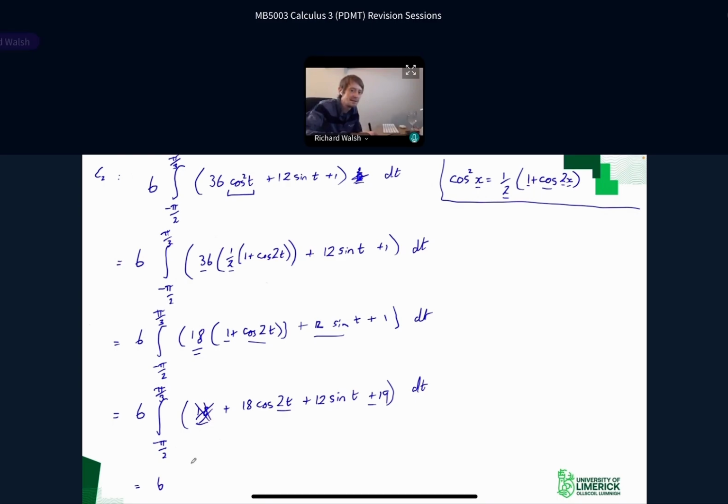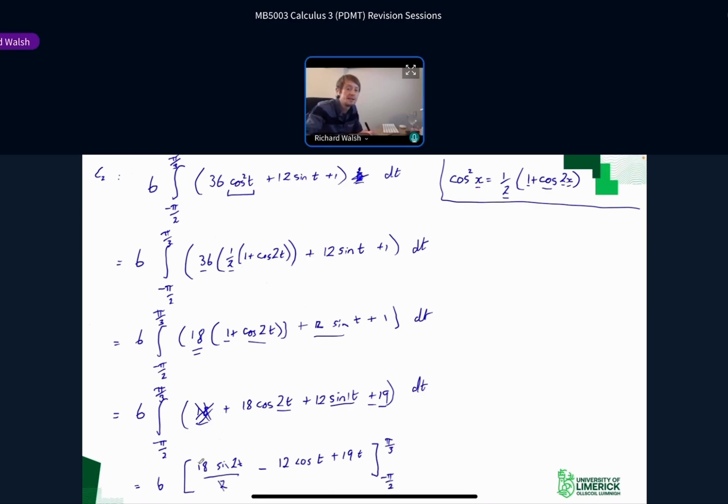So it'll be 18 times cos integrates to sine, but it will be divided by 2. Sine integrates to minus cos. It's just sine of 1t, so I'll just read it straight from the tables. That'll be minus 12, the cos of t. And a constant with respect to t will just give me the constant times t. And I have limits of pi over 3 and minus pi over 2.